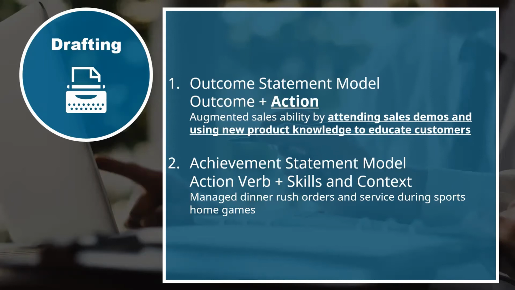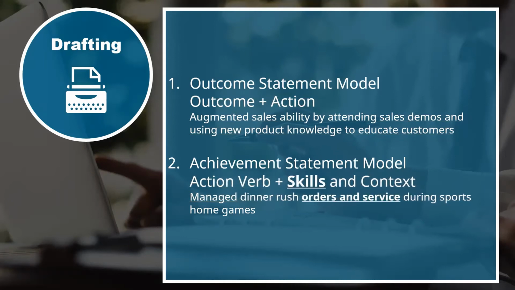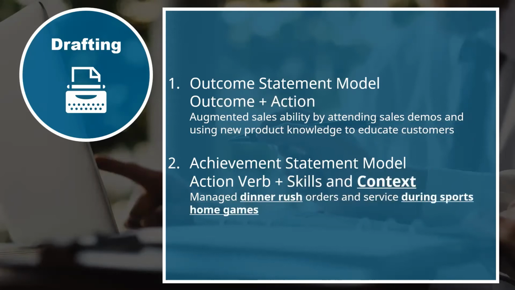Achievement statement models, in contrast, talk about the action that you took, the skills, and then add context. An example of that would be this. Managed, the action verb, and then they go into their skills, orders and service, and then they add context. Dinner rushes during sporting event home games. So the sentence would read like this. Managed dinner rush orders and services during sports home games.